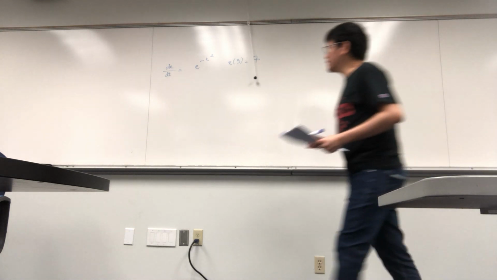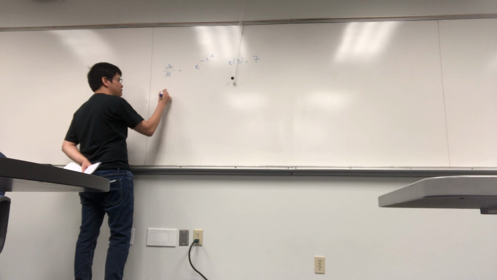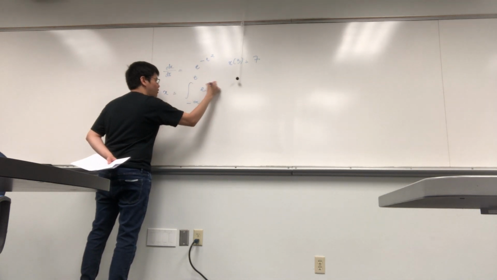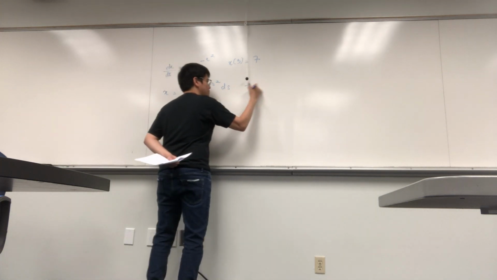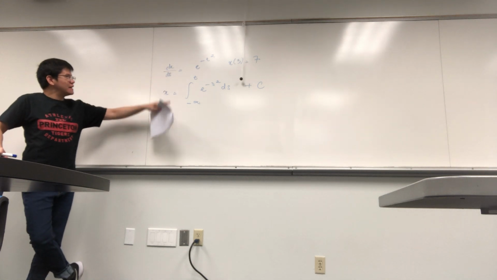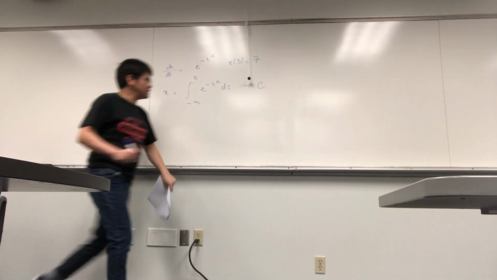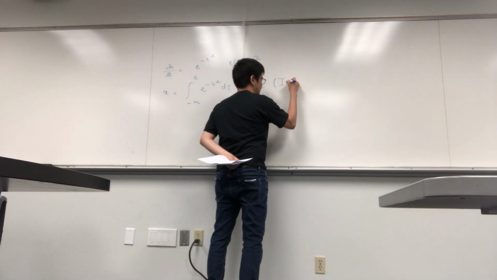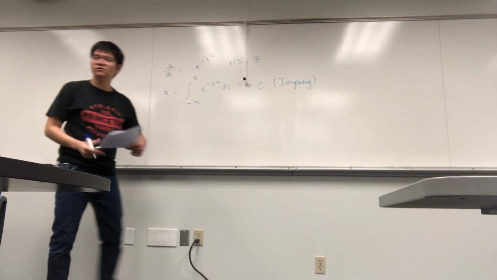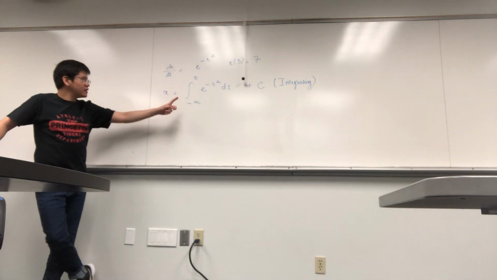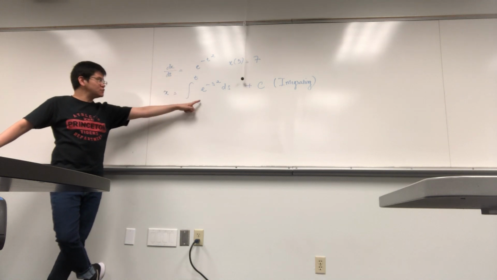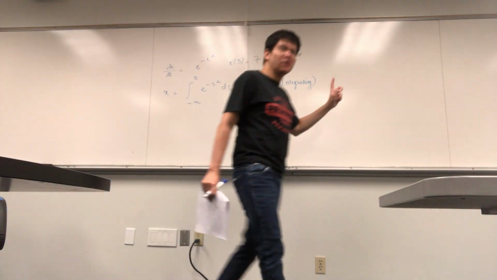So from last time, we know that in order to solve this equation, the first step is to integrate both sides of this equation. So this is integrating. All right, so when you integrate both sides, you're going to get x(t) will be the integral from minus infinity to t of e to the power minus s squared ds plus a constant c.